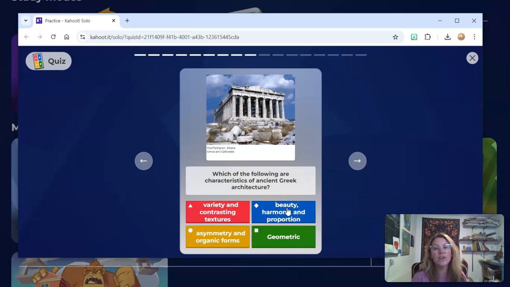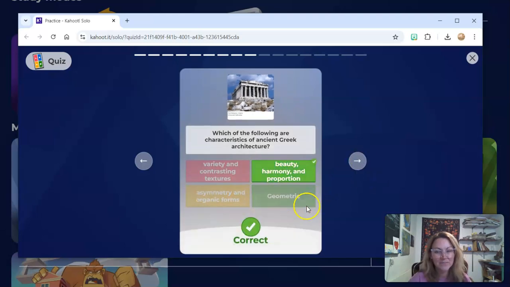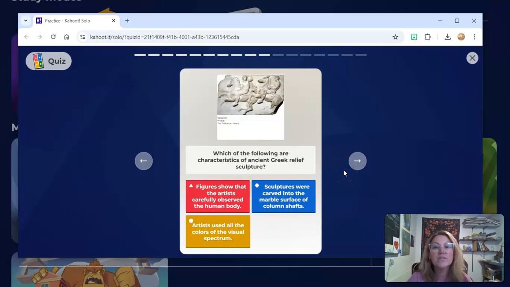Which of the following are characteristics of ancient Greek architecture? Beauty, harmony, and proportion are characteristics of ancient Greek architecture. Which of the following are characteristics of ancient Greek relief sculptures? Characteristics of ancient Greek relief sculptures are figures showing that the artists carefully observed the human body.